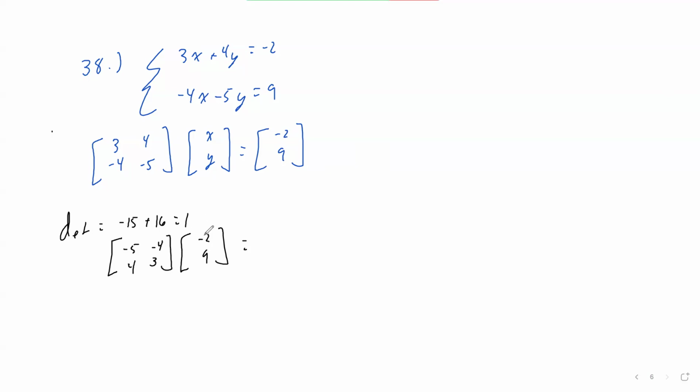-5 times -2 is 10. And then -4 times 9 is -36. So 10 minus 36 is -26. And then 4 times -2 is -8. 3 times 9 is 27. So that should give you 19. All right. And that right there would be your answer.